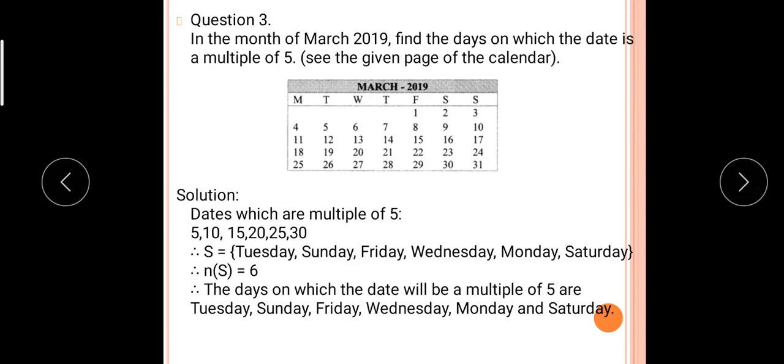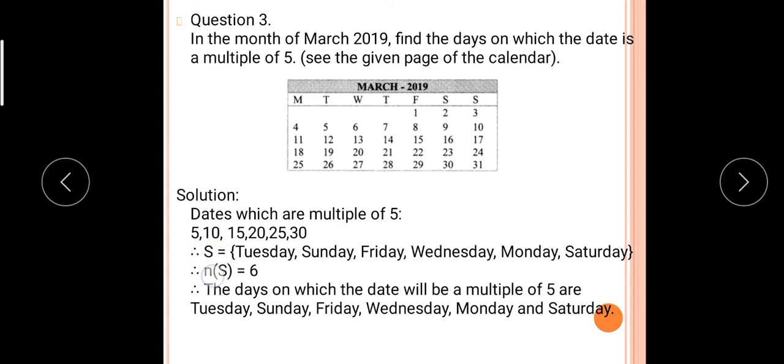Third question. In the month of March 2019, find the days on which the date is a multiple of 5. Very simple. Now see the calendar for this March 2019. Okay, so dates which are multiples of 5? 5. After that 10. After that 15. Then 20, 25 and 30. So these are the numbers which are multiples of 5.